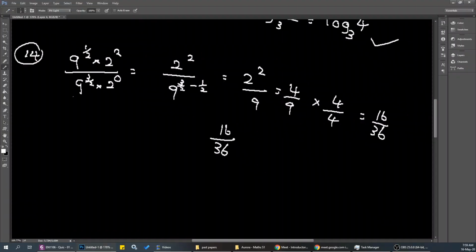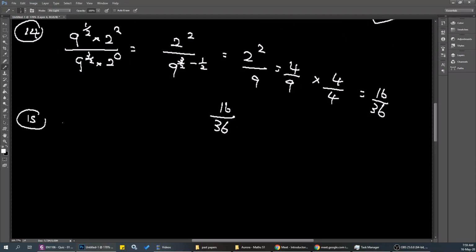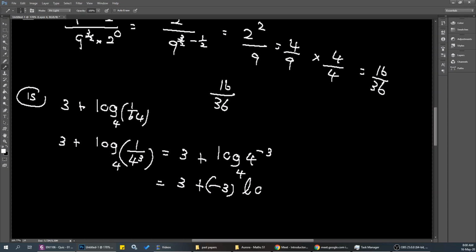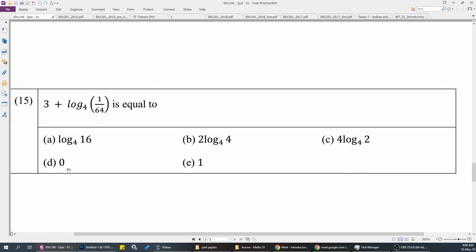So for 15 we have 3 plus log of 1 over 64 to the base 4, right? We can write it as log of 1 over 4 to the power 3, right? Then we have 3 plus, we can bring this 4 to the numerator, right? We can write it as 4 to the power minus 3, here the base is 4, and we can bring this minus 3 to the front, minus 3 log of 4 base 4. Now we have 3 minus 3. What is the answer? 0. Is 0 an answer? Yes, D. D is then an answer.